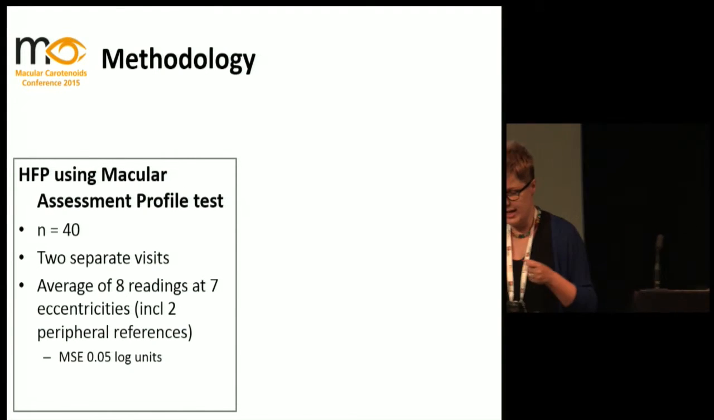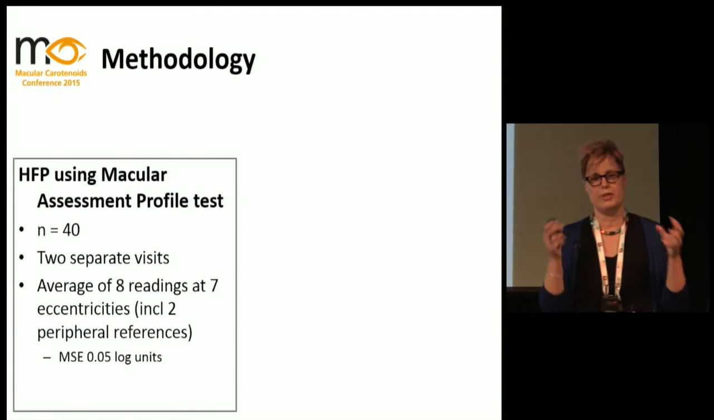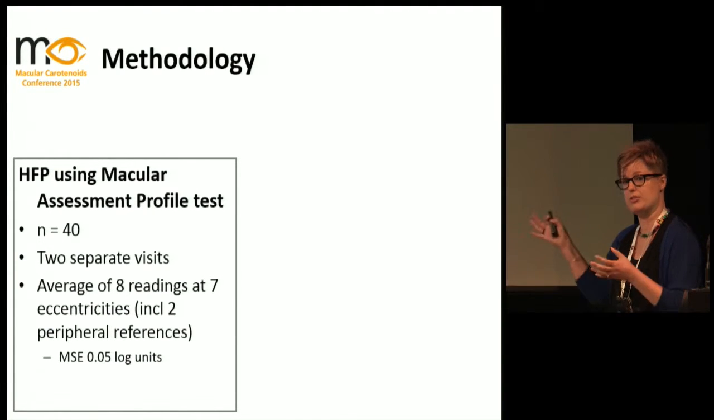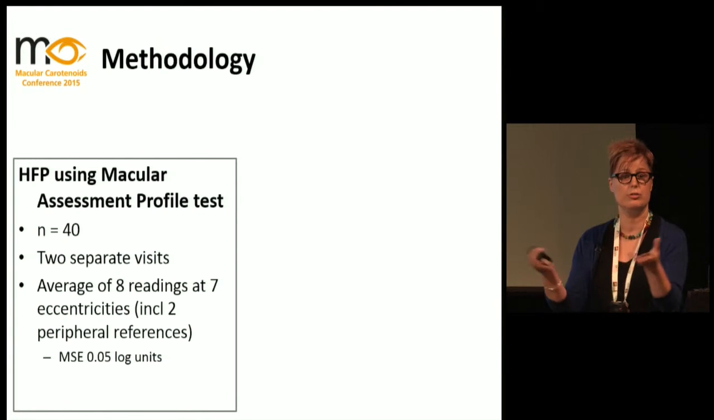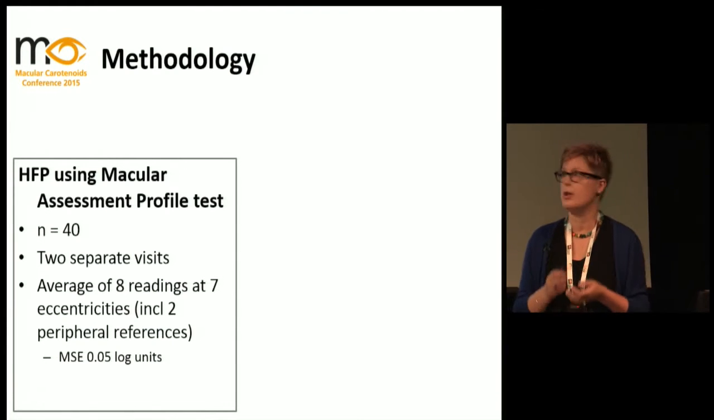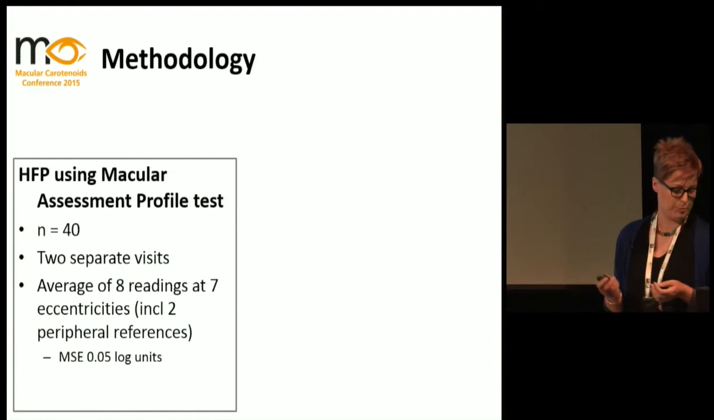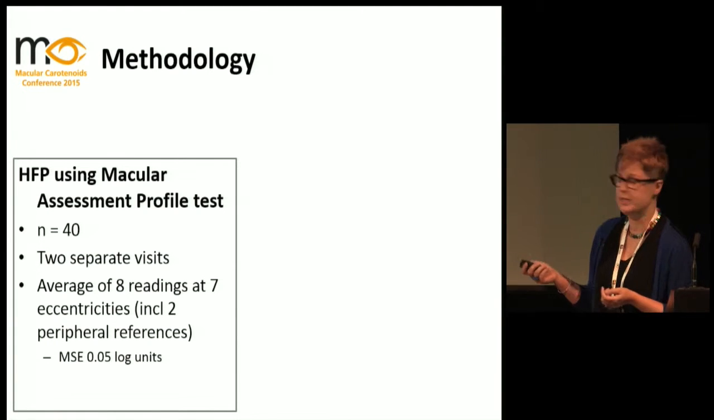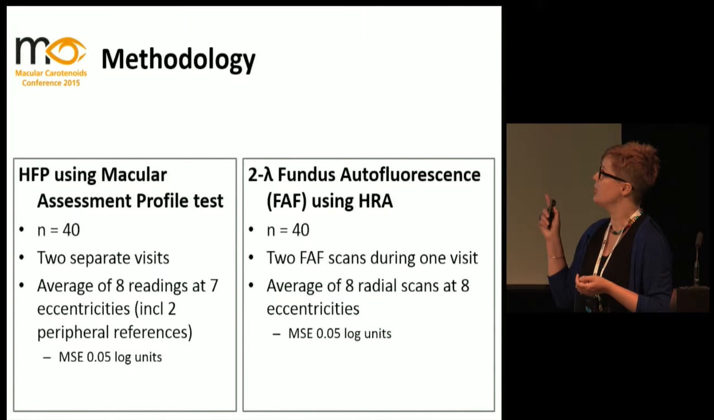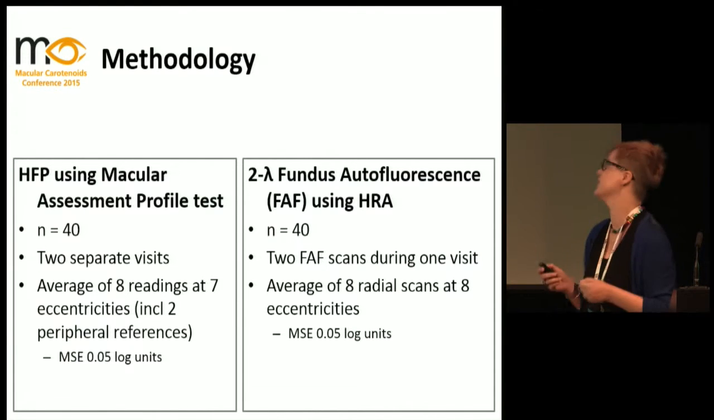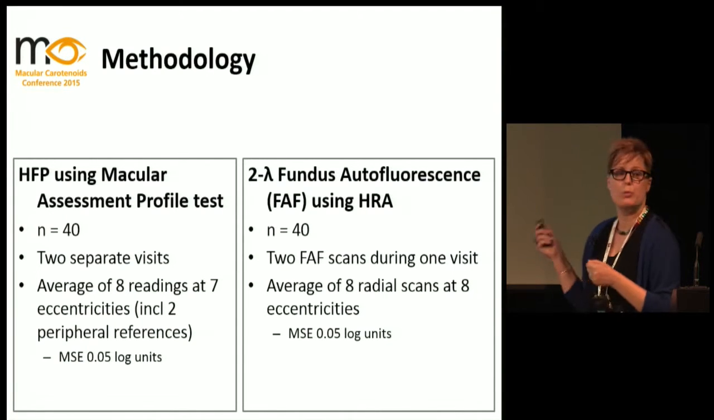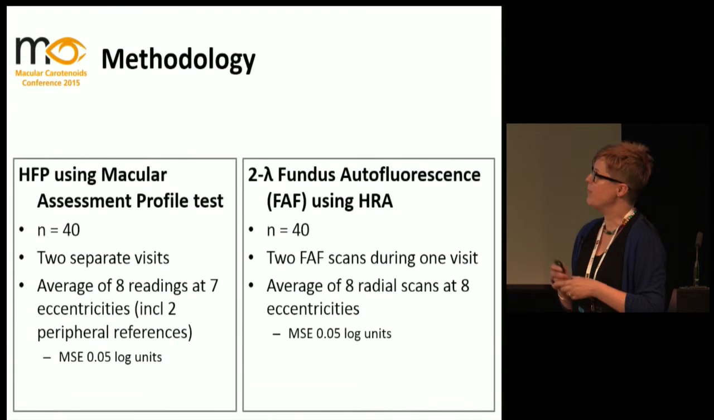So to do this, we have used two different instruments throughout, just as a comparison. This is not limited, obviously. We can do this also for any of the instruments that you use in your own practice. We included 40 subjects that were either seen on two separate visits when measured by the HFP, or they received two FAF scans. The FAF was based on the two-wavelength fundus autofluorescence during one visit.